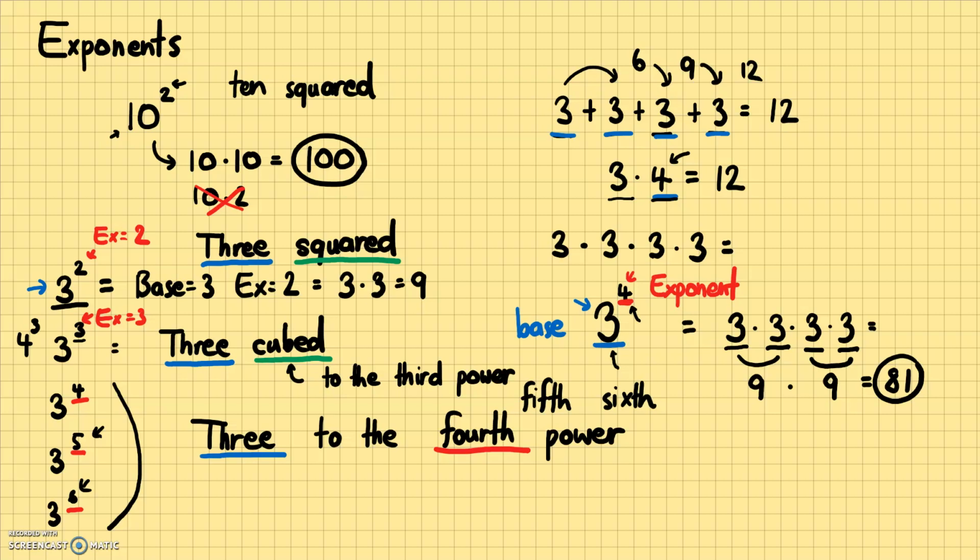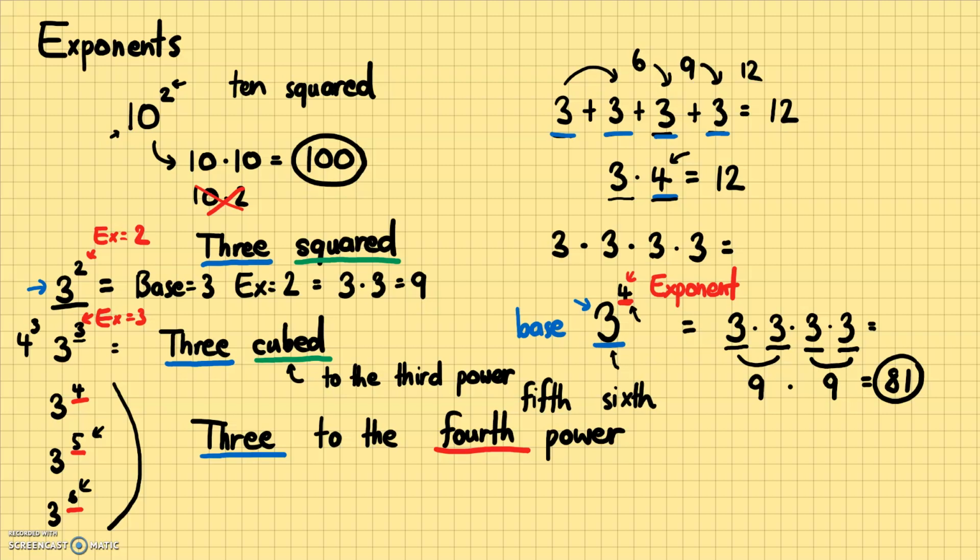But cubed is much shorter, so people usually just say cubed instead of to the 3rd power. However, for 2, you almost always say squared. I haven't heard anyone say like 3 to the 2nd power. Okay, I think saying squared is much more common.